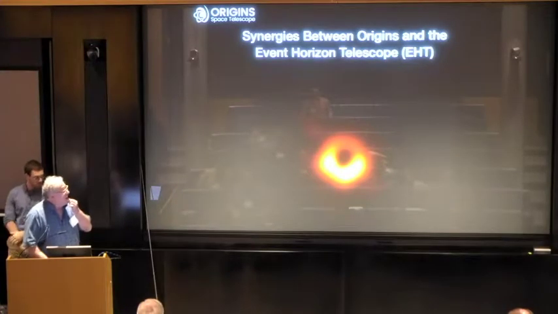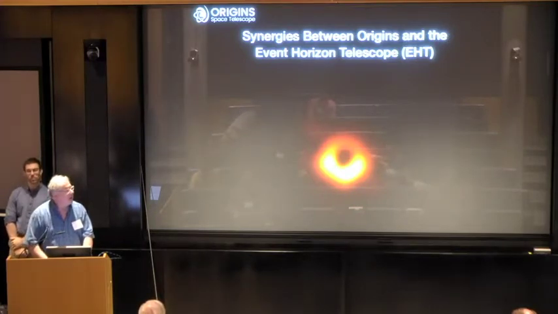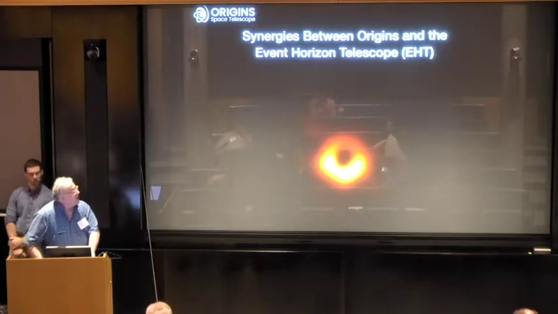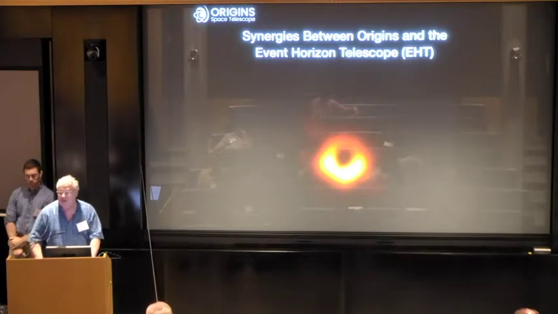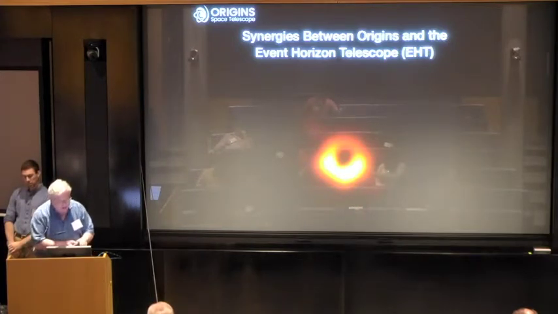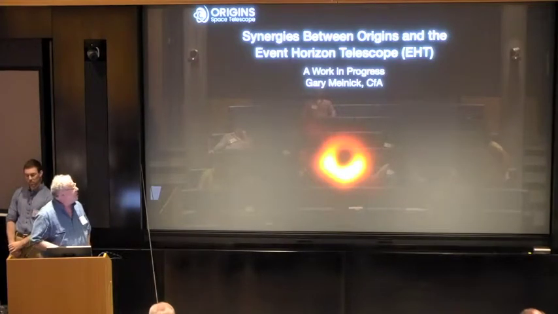So I asked for a little bit of time at this meeting to discuss an idea that I had that emerged only in the last 3 weeks. And as the title indicates, it's an investigation into whether Origins can serve as a useful node in the Event Horizon Telescope. And I want to emphasize that this is a work in progress.